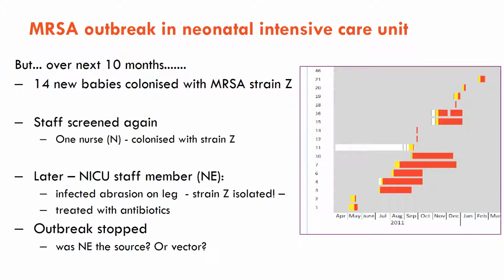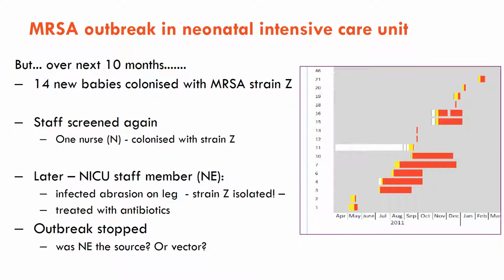Because of this risk, staff were screened again some months after the initial screening, and this time one nurse, who we'll call Nurse N, was found to be colonised. Soon after that, another nurse, who was also a staff member in the neonatal intensive care unit, who'd been negative during the second round of screening, presented to the emergency department with an infected abrasion on her leg, from which the same virulent MRSA outbreak strain was isolated. After her infection was treated successfully, the outbreak stopped. No more babies were colonised or infected.